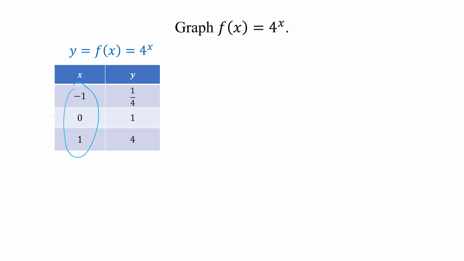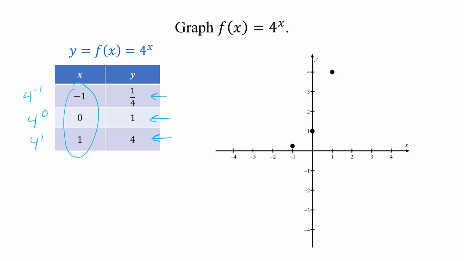So for example, if x equals -1, y would be 4 raised to the power of -1, or 1/4. If x equals 0, y would be 4 raised to the 0, which gives us 1. If x equals 1, y would be 4 raised to the power of 1, or 4. So let's plot these 3 points on our graph, -1, 1/4, 0, 1, and 1, 4. We'll connect these 3 points with a nice smooth curve.